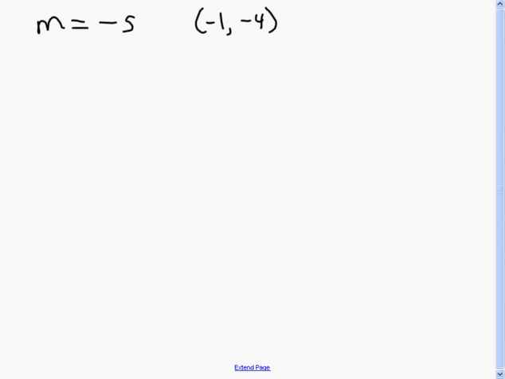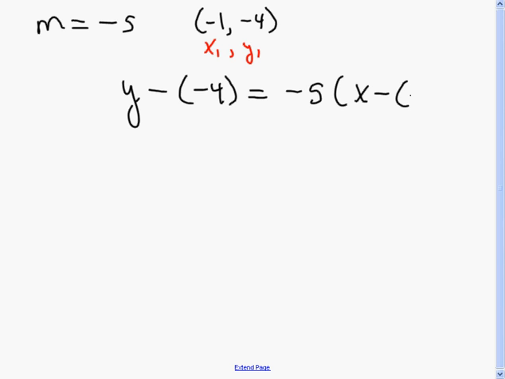I'm going to plug in -5 for my slope, and there's my x1 and my y1, my point that I'm going to plug in. I'll be real careful with my signs here. So this is y minus my y value, which is -4, is equal to -5 times x minus my x value, which was -1. I plugged in x1 and y1 and m, just like you're going to do every single time.